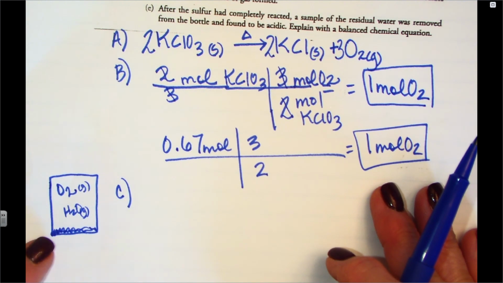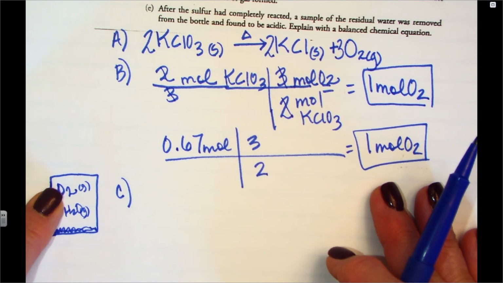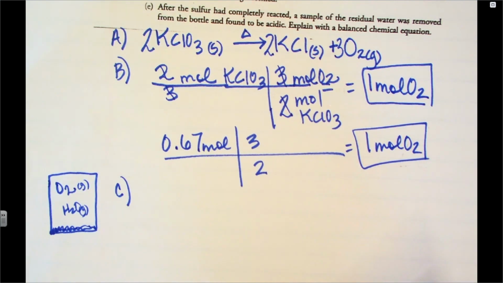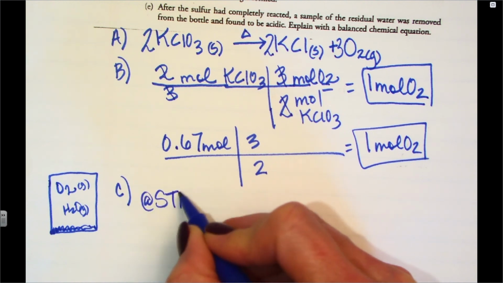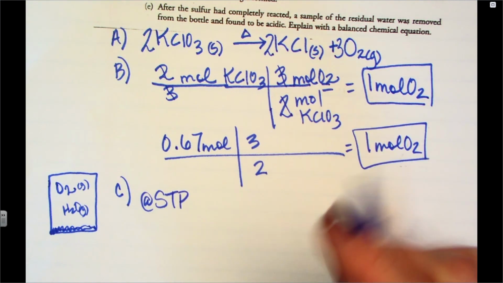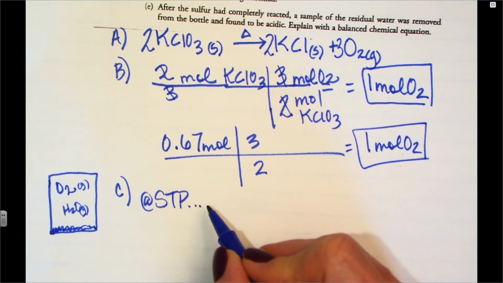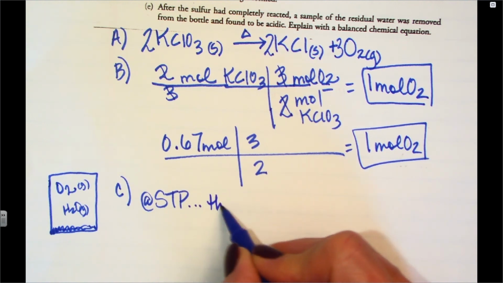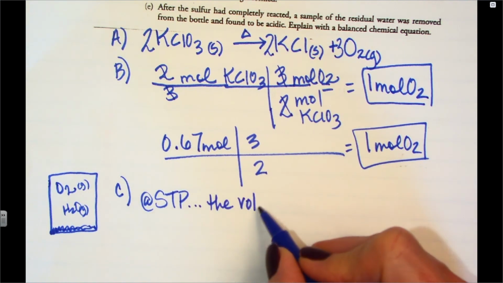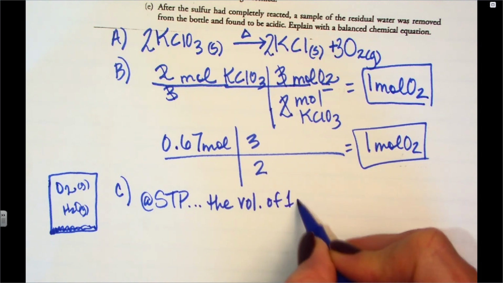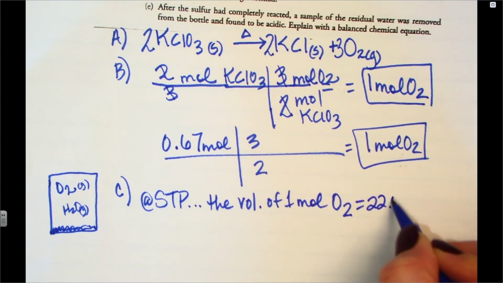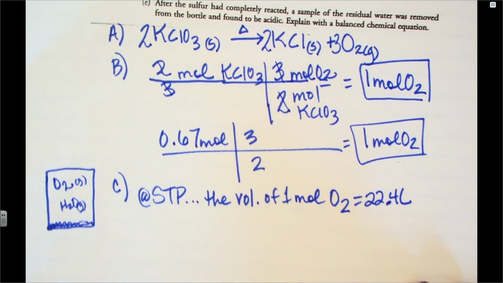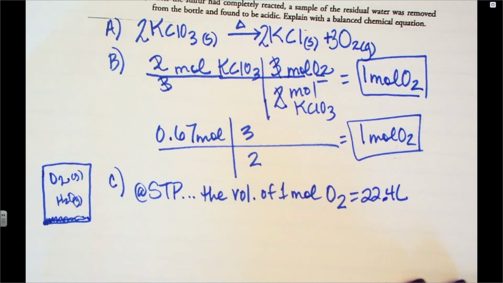So keep in mind, you don't have just the pure gas here, and that's what you have to understand. At standard temperature and pressure, we know for sure that for any gas, the volume of 1 mole of oxygen should be 22.4 liters, just because of the molar volume definition at STP.